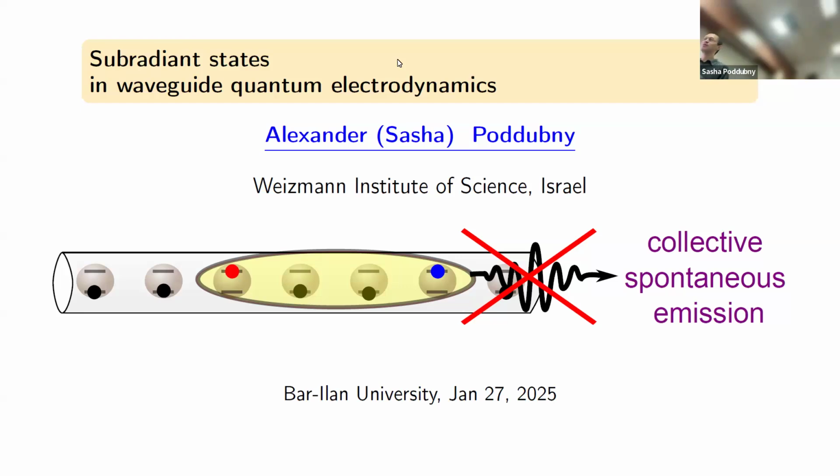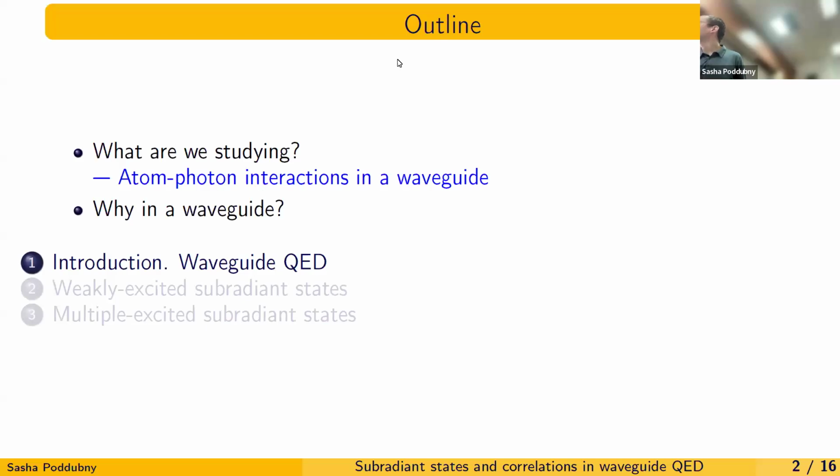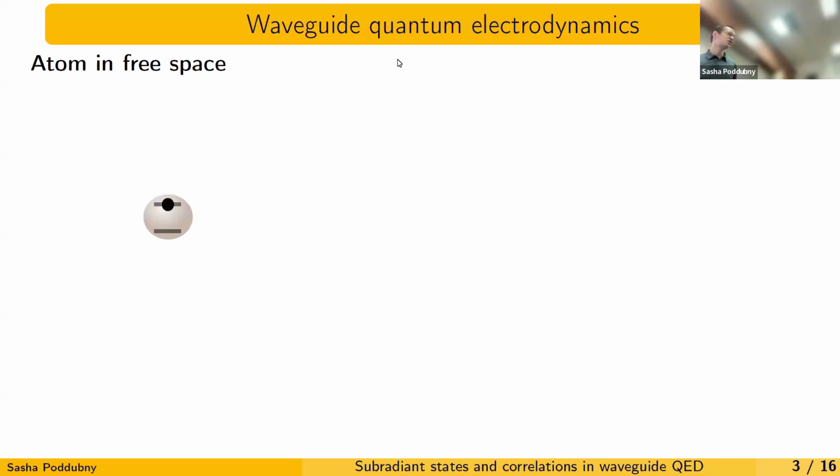So that is the whole subject of my talk, but first I will try to make a more general introduction into all these atoms, waveguide, photons, why this is interesting, why we are studying it. Okay, it's on this computer. So we are studying atom-photon interactions in a waveguide, and what is so special?